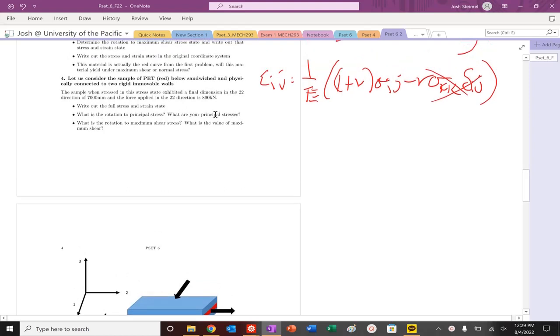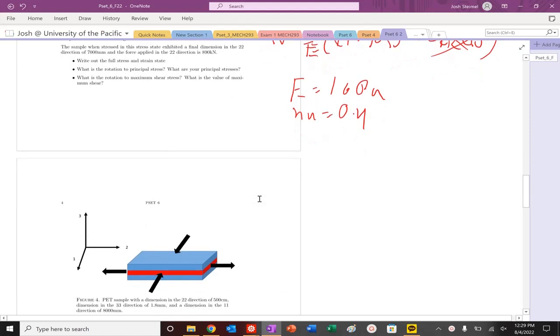So we have a sample of PET. That is a polymer, so I know my Young's modulus is 1 gigapascal. I know my nu is equal to 0.4. It is sandwiched and physically connected to 2 rigid immovable walls. When the sample is stressed, the stress state exhibited a final dimension in the 2-2 direction of 7,000 millimeters, and the force applied in the 2-2 direction was 890 kilonewtons, and that should be a negative. That's not a stress, so we'll have to convert that as well.